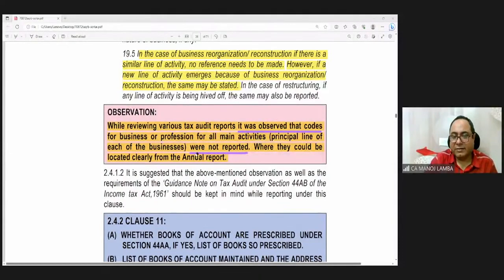Moving further, now coming to the books of account. This topic is very important. Clause 11.